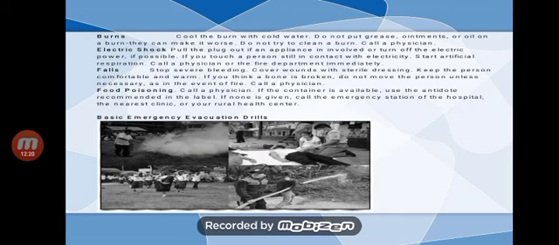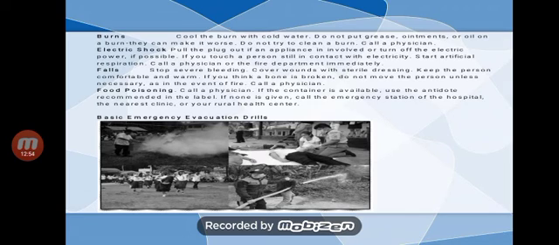Burns. Cool burns with cold water. Do not put grease, ointment, oil, or anything on a burn. They can make it worse. Do not try to clean a burn. Call a physician. Electric shock. Pull the plug out of the appliance involved. Turn off the electric power if possible. If you touch a person still in contact with the electricity, start artificial respiration. Call a physician or the fire department immediately.